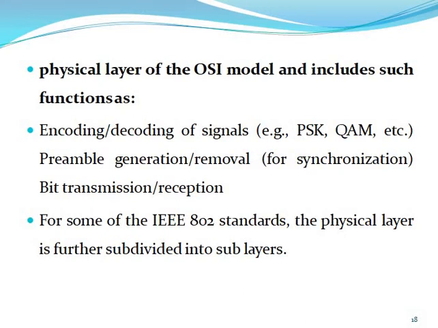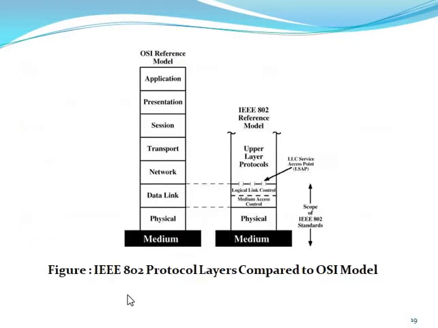Also, in the IEEE 802 standard, the physical layer is further subdivided into sublayers. Mostly the physical layer of the OSI model includes some functionality. It converts bits into frames, and the bits are also encoded, and PSK signaling is used. The IEEE physical layer is also subdivided into some sublayers. So we can show the IEEE 802 protocol layers compared to the OSI model. You have seen that.